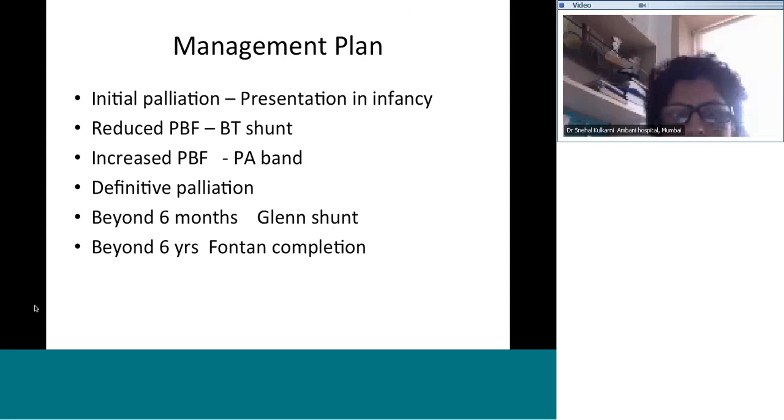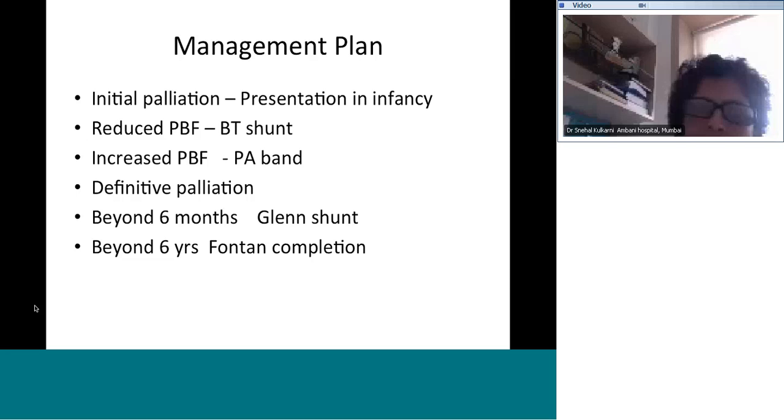Now, management plan-wise. As I said, initial palliation, maybe you don't know at what time. Maybe, as I said, if you have obstructed pulmonary venous return on day 1, or if you have significantly reduced pulmonary blood flow, as in tricuspid atresia with pulmonary atresia, or tricuspid atresia with severe pulmonary stenosis, and your saturations are very low, they may need an aortopulmonary shunt or a ductal stent, whatever it is, to improve the pulmonary blood flow.